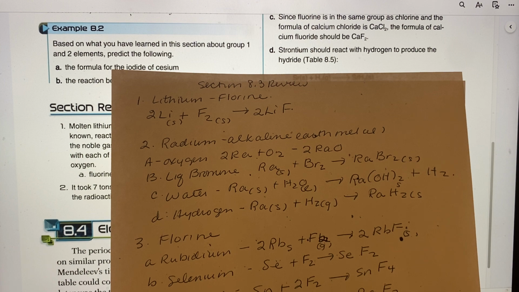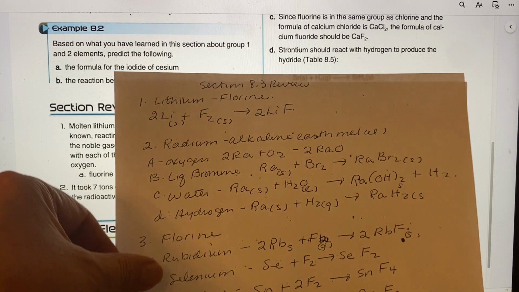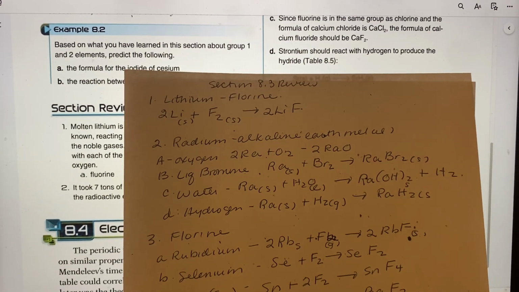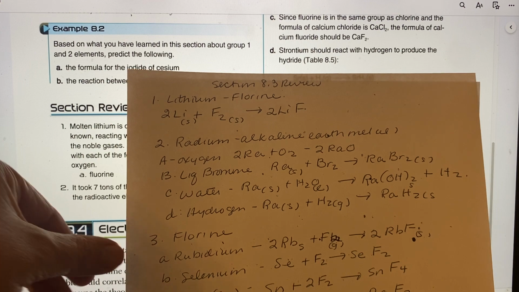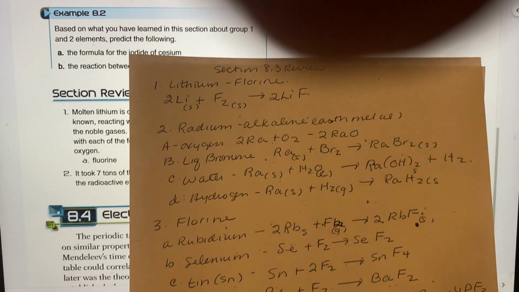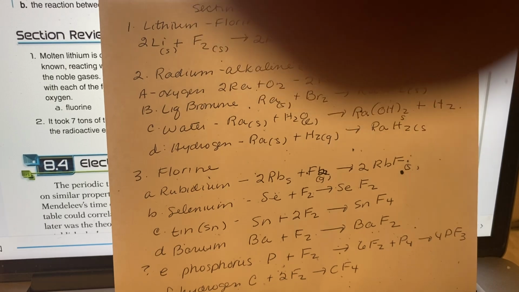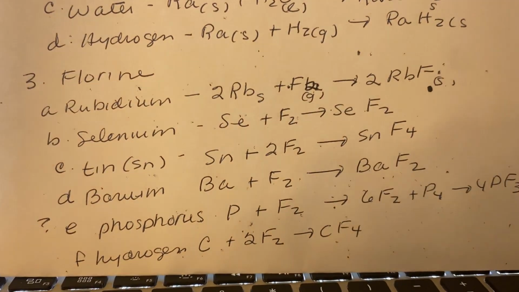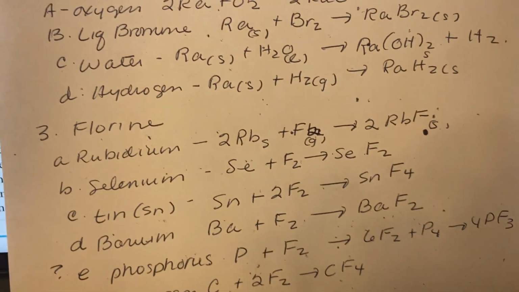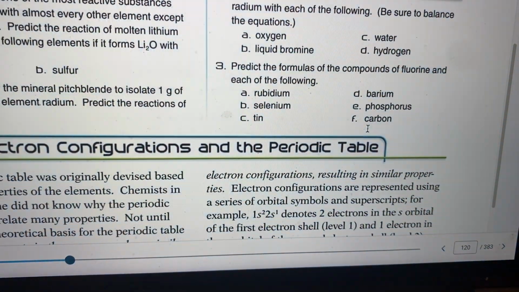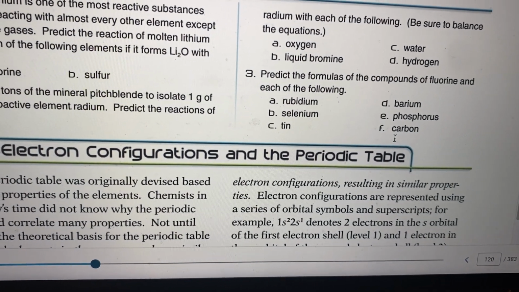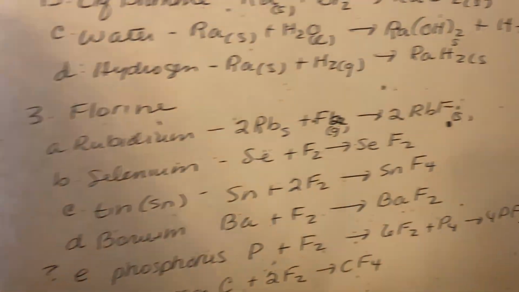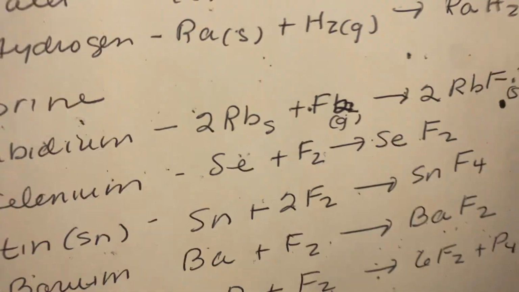But going on to, let's go down, see if you can go down a little lower. Can you see this here? This is the last questions here. So the next question, let me look at the question here. It says, predict the formulas of compounds of fluorine for each of the ones. So here's number 3.